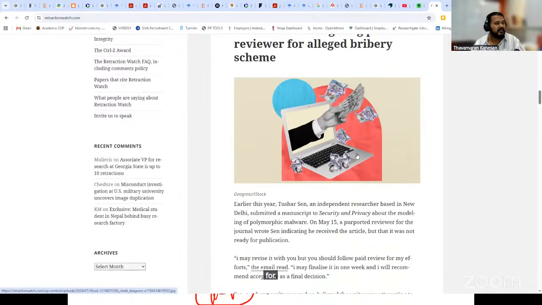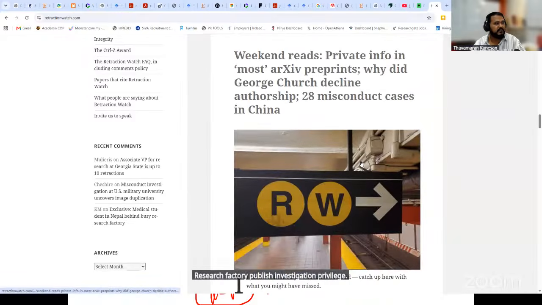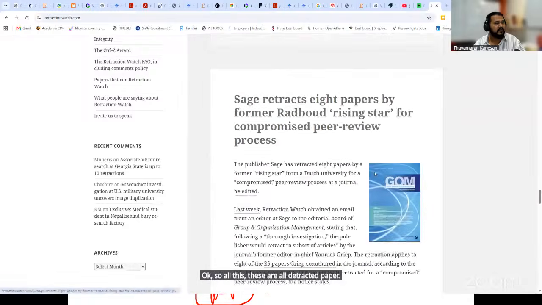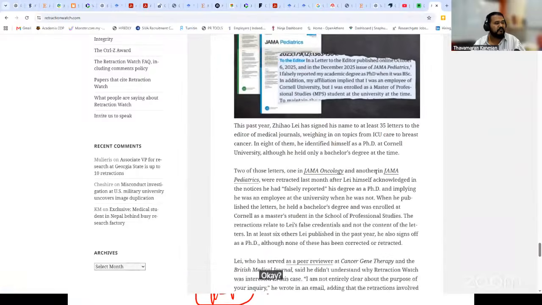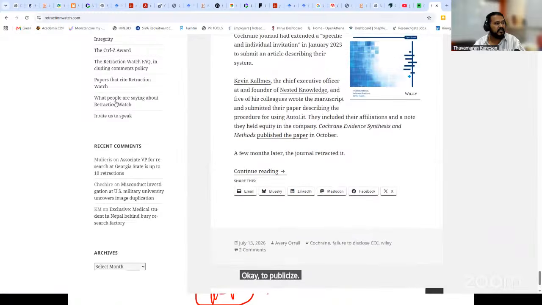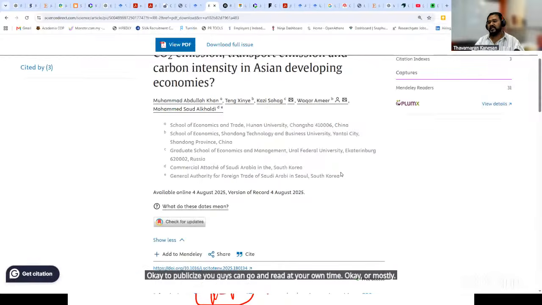Research factory, publisher investigation, peer review, alleged bribery scheme. Ooh. Okay, so these are all retracted papers. You can see, they have a page for that, to publicize. You guys can go and read it in your own time. Most cases are AI-generated papers.